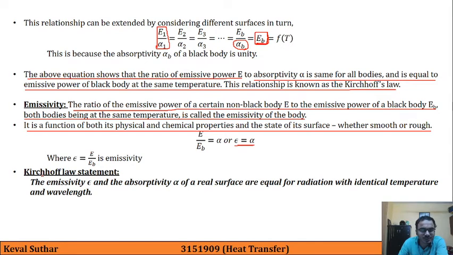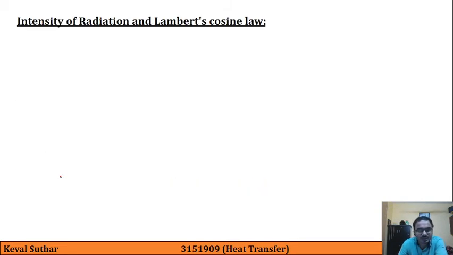Kirchhoff's law statement is this, that is the emissivity epsilon and absorptivity or alpha of a real surface are equal for radiation with identical temperature and wavelength. So whenever the temperature and wavelength are same, emissivity and absorptivity of all real surfaces will be equal. That is the Kirchhoff's law statement. Now our next theory is intensity of radiation and Lambert's cosine law.